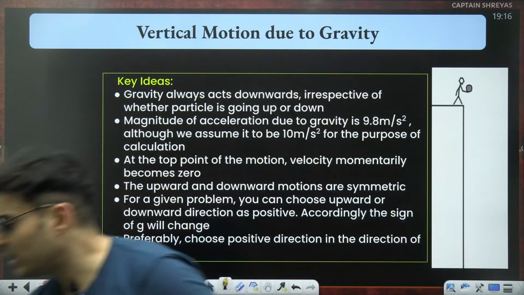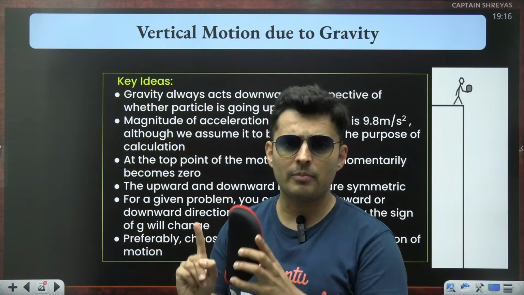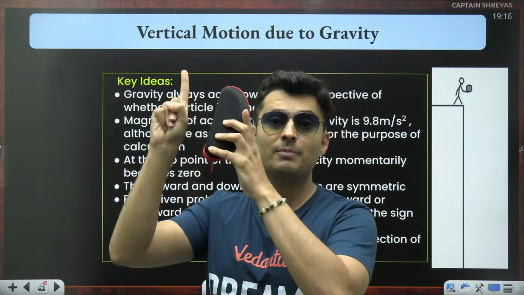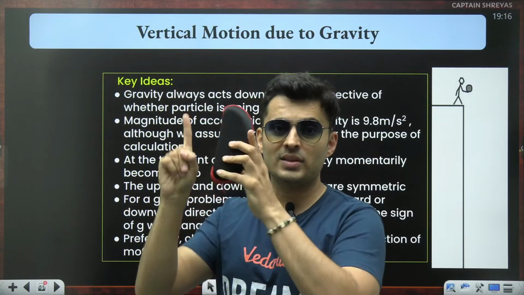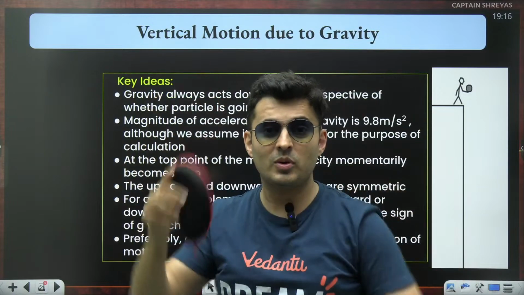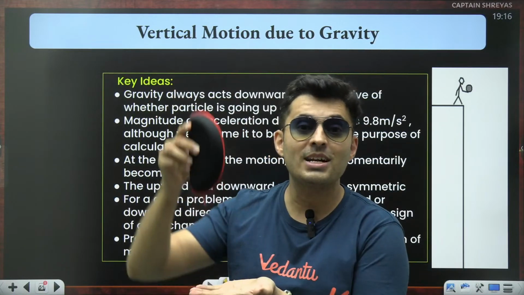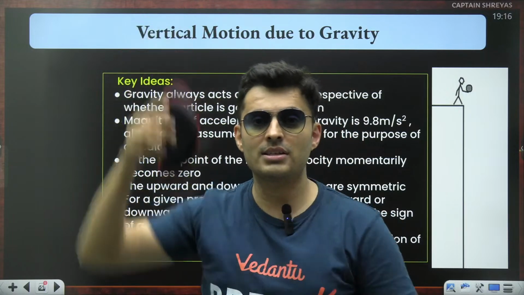So think about it. This body being thrown up, it's going up. Velocity is positive for Pandu. As it is going up, velocity is positive for Pandu. But for Champa, downwards was positive. So hence, this body which is going up, the velocity will be negative for Champa.